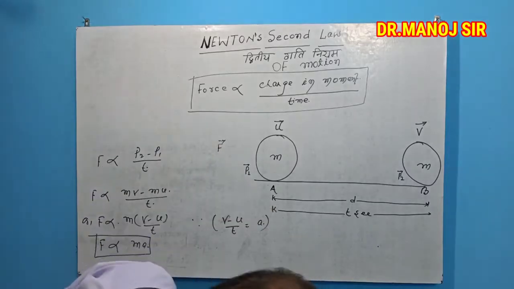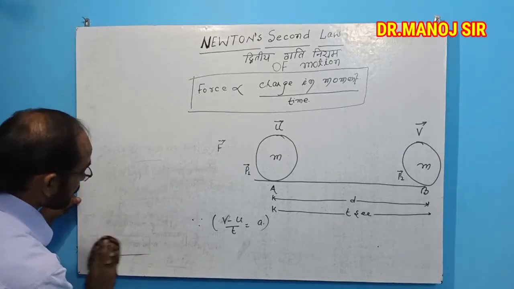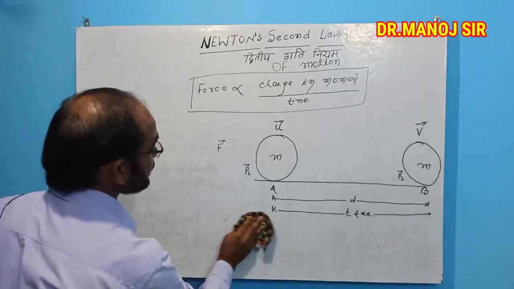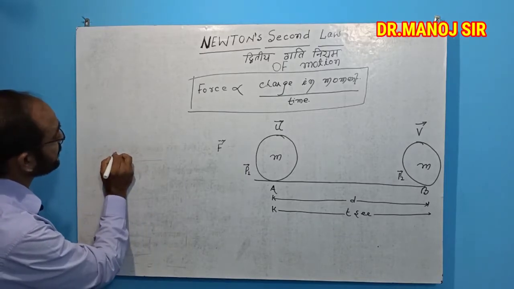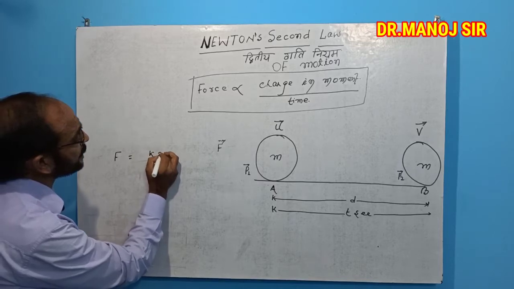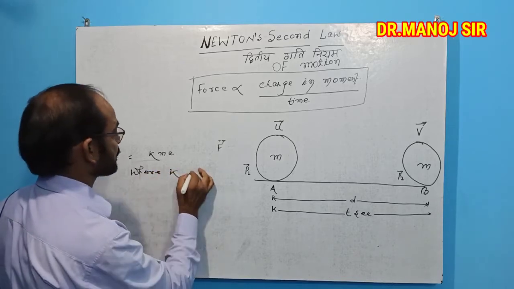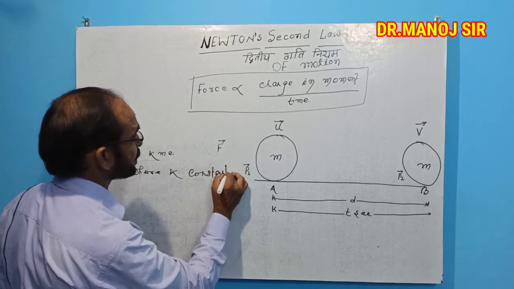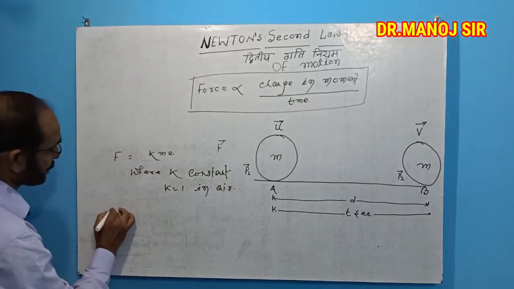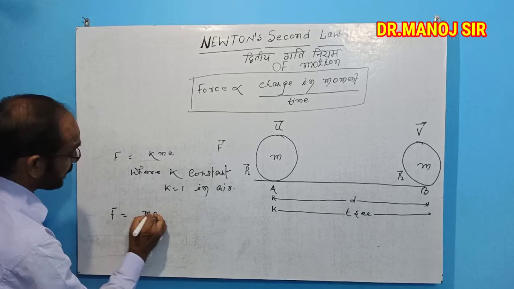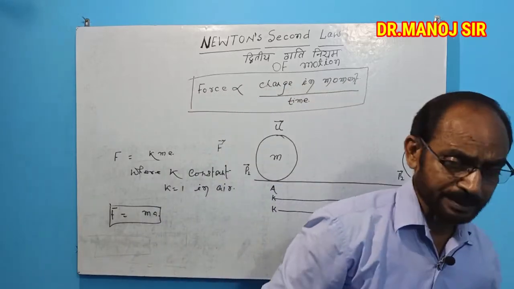If we explain it in another form, then one should derive it in the same manner, that is F equal to kma, where k is a constant and k equals 1 in air. Therefore, F equal to ma, that qualifies the definition of force of a body.